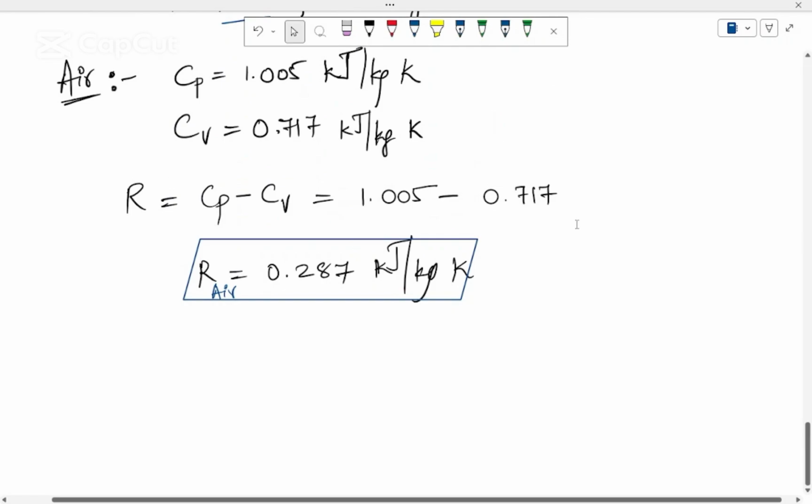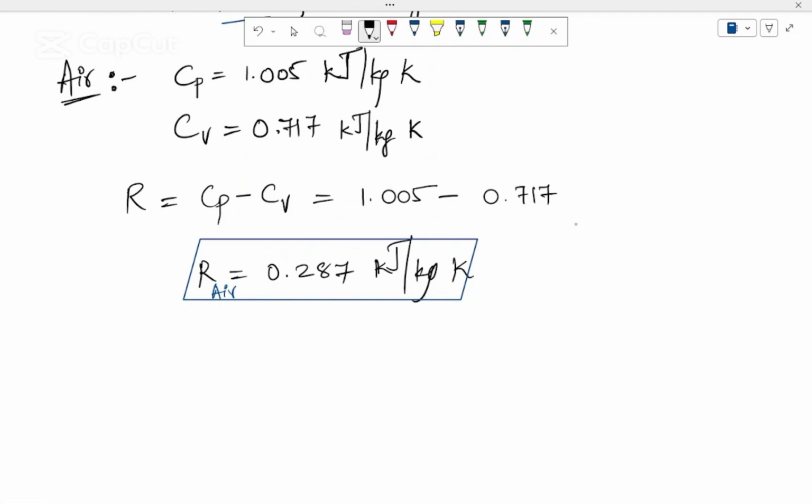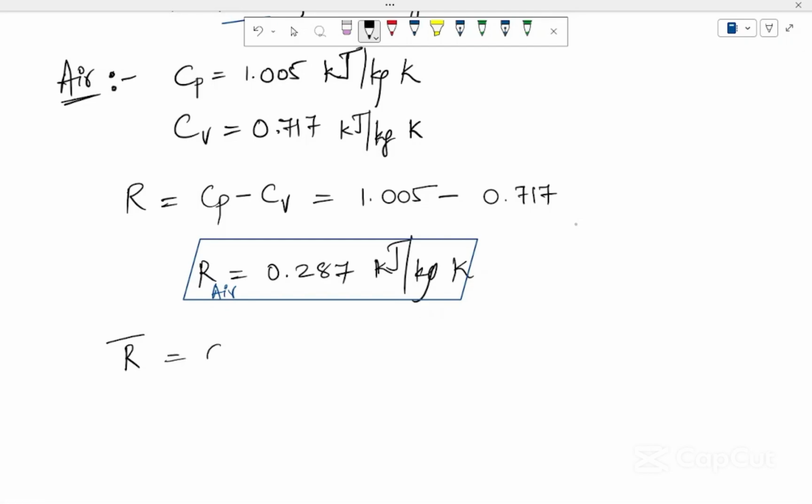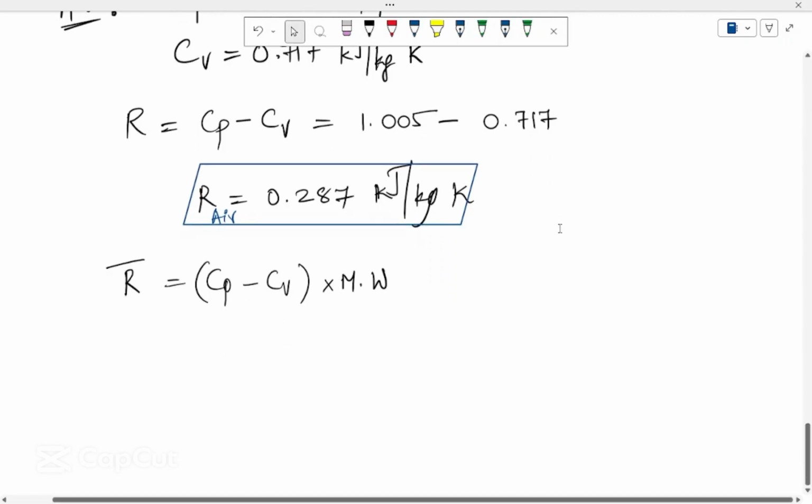If I have to tell what is the relationship between R and R bar, I can relate these two based on my molecular weight. So R bar will be equal to Cp minus Cv into the molecular weight. This is how you take it for R bar, where you are getting the molecular weight into the picture here. Okay, so here the unit for Cp minus Cv is kilojoule per kg Kelvin.